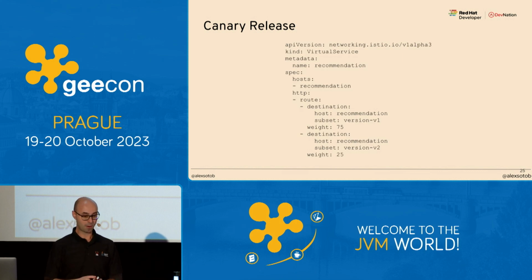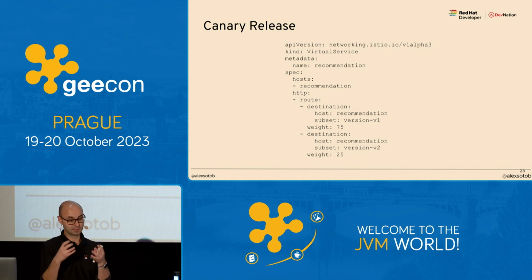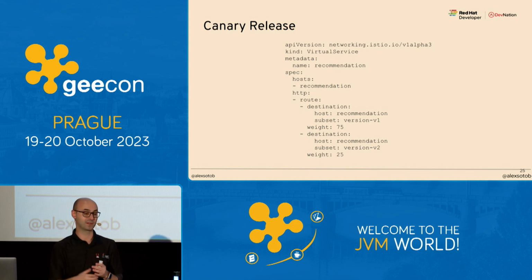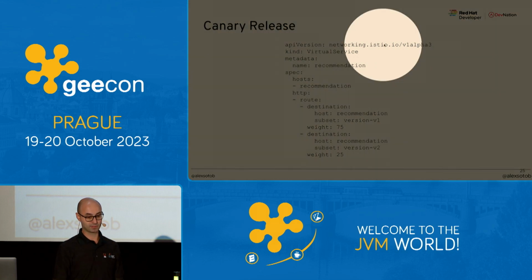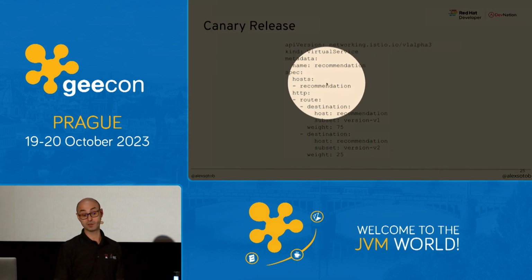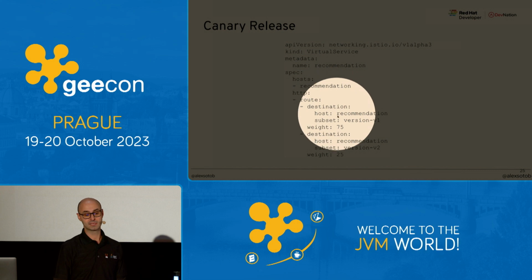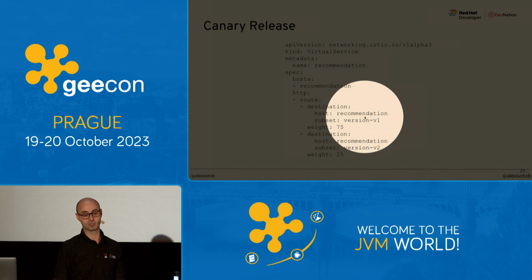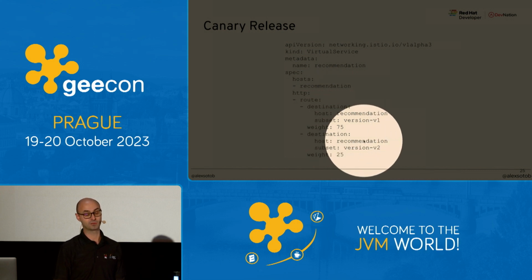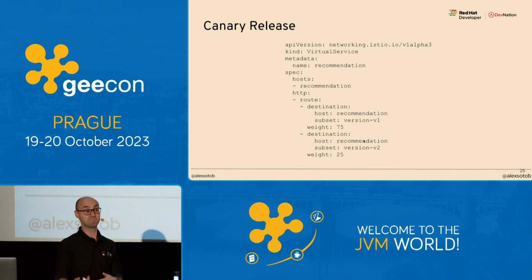So, how about this? If I told you that we could have new objects in Kubernetes that we could directly define the percentage of traffic. In this case, I'm saying, look, I've got a service that is named recommendation, and I want to send 75% of the traffic to version 1 and 25% of the traffic to version 2. That will be nicer than playing with scales.